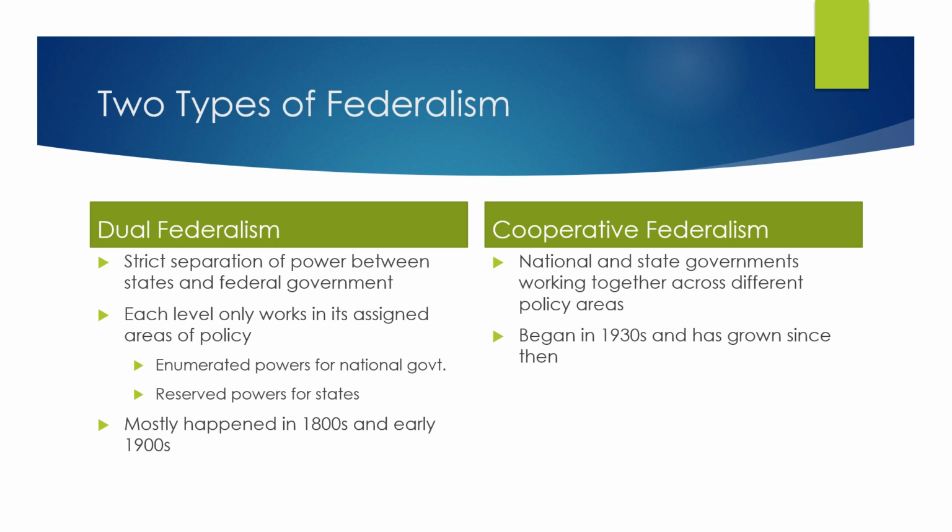Dual federalism was a system that mostly happened in the United States in the 1800s and early 1900s, basically from the beginning of the nation's government under the Constitution up until about 1930 or so. Cooperative federalism is a second type of federalism system. In this system, the national and the state governments are actually working together in a specific policy area. This started in the 1930s and it has grown since then.